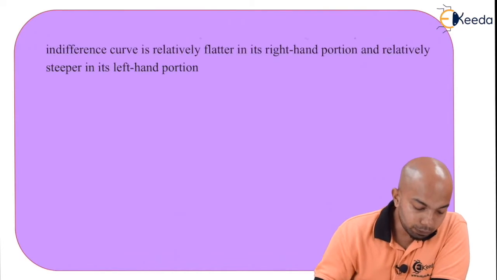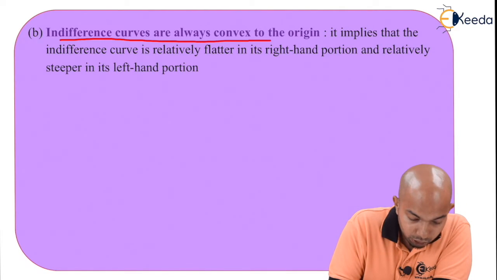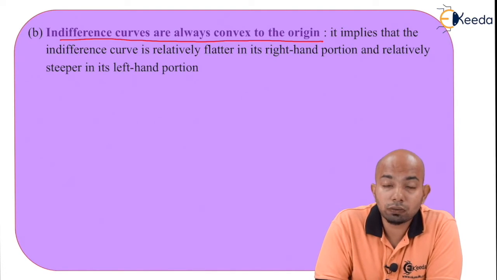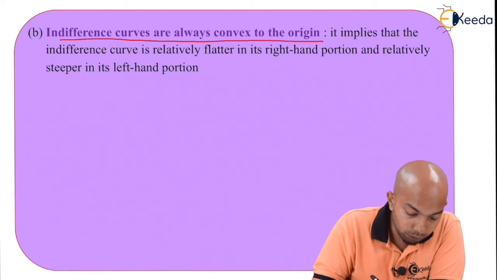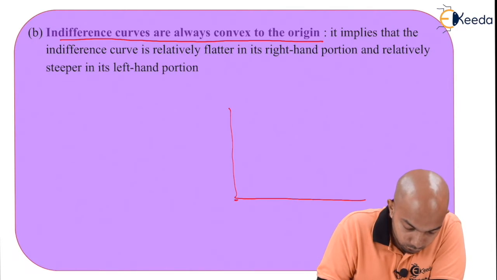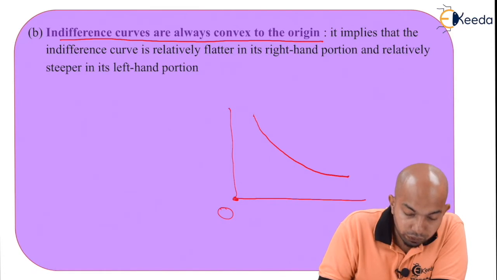Now the second property: indifference curves are always convex to the origin. Now what do convex and concave mean? Let me put an example here. If this is the graph, this will be the origin. Convex is always like this. This is called the convex part.